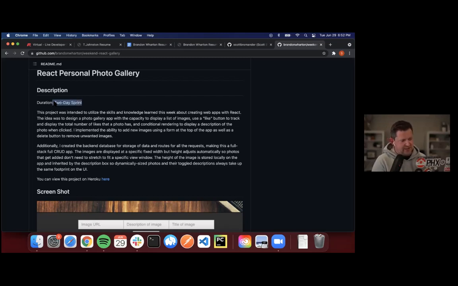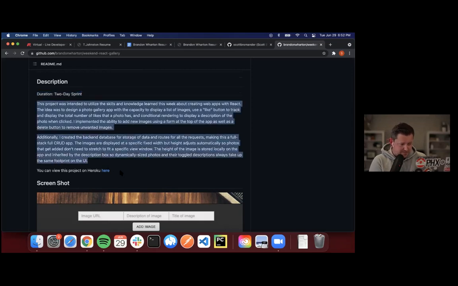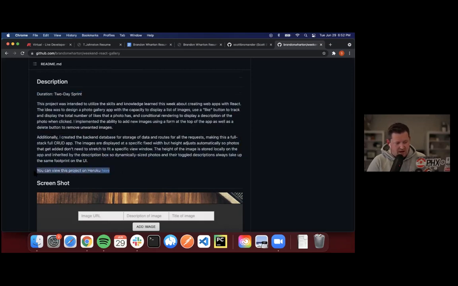So I love duration. I love context, right? Sometimes that's what makes the thing so damn impressive, is like, look how much I got done in 2 days. Explanation. Here's what I built. This line right here might be the single most important line in the entire README file.